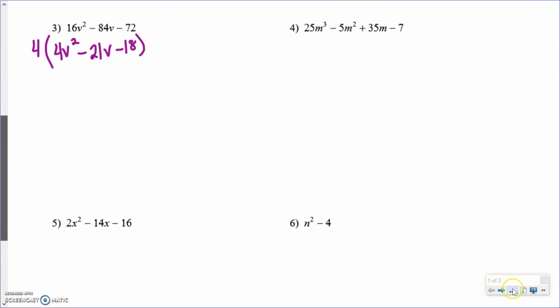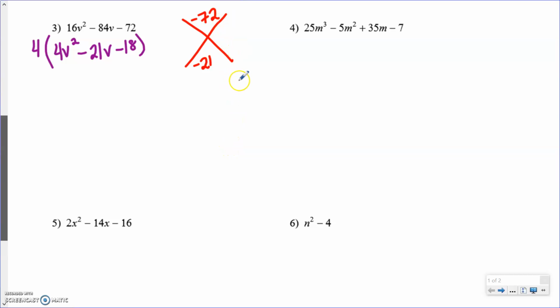Okay. After we've taken out a GCF, the next step is to decide how many terms we're dealing with. Since we have 3 terms left in the parentheses, we're going to go ahead and make an x for an x factor. For the top of my x, I need to multiply 4 times 18, negative 18, which is negative 72. And the bottom, I have to do negative 21.